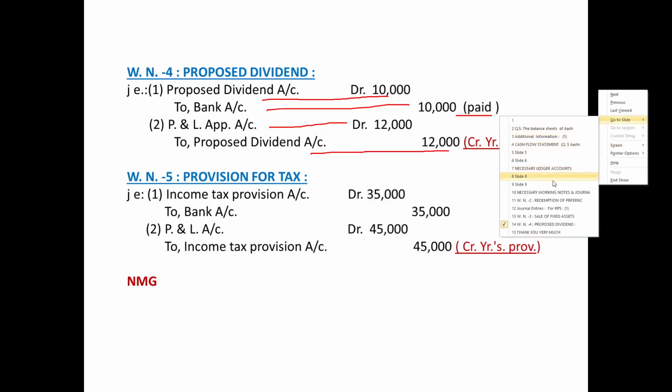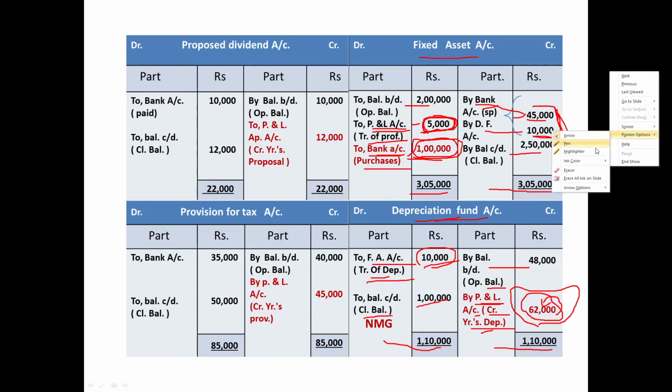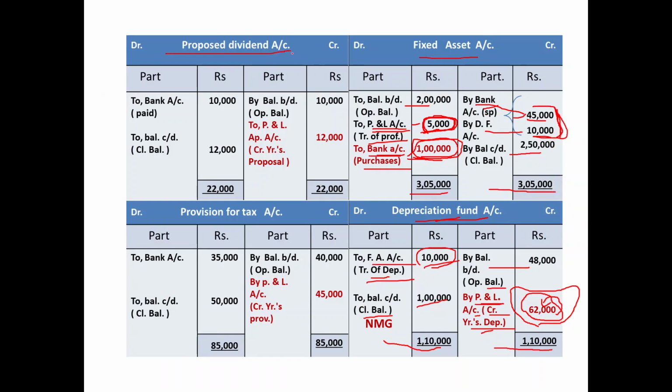Let us give the posting in the concerned ledger accounts. Proposed dividend account. This is the proposed dividend account. First J, proposed dividend account debited to bank account credited 10,000, opening balance 10,000, closing balance 12,000. Total of debit side 22,000, put it on the credit side 22,000 and we are getting a balancing figure of rupees 12,000 on the credit side. What it could be? It is the current year's proposal for the proposed dividend, which is lying in the form of closing balance at the end of the year. Profit and loss appropriation account debited to proposed dividend account credited, current year's proposal.